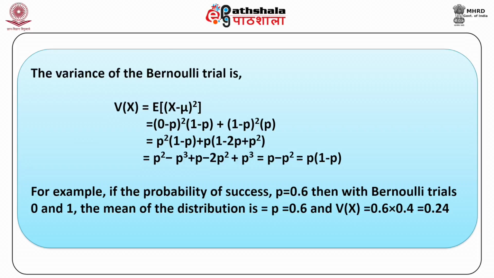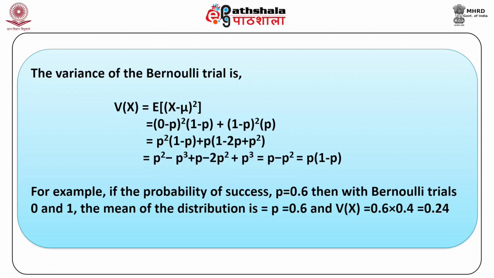Now, opening up the brackets gives us p square minus p cube plus p minus 2p square plus p cube, which is equal to p minus p square, which is equal to p into 1 minus p. So what we have proved is that the expected value of x, where x is a Bernoulli trial, is equal to p, and the variance of this Bernoulli trial is p into 1 minus p.